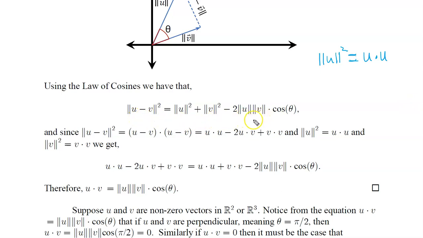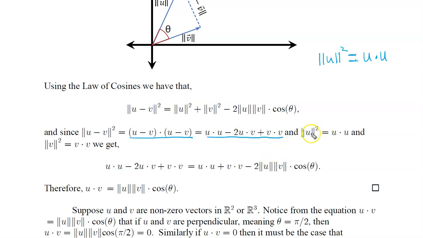So from this equation right here, we have that the magnitude of U minus V squared, notice that that is U minus V dot U minus V. And U minus V dot U minus V, we can evaluate that as U dot U minus 2 U dot V plus V dot V, right? That's what you get when you simplify this. You follow the distributive property: U dot U minus U dot V minus V dot U plus, because of the two negatives being multiplied, V dot V. And you end up with this right here.